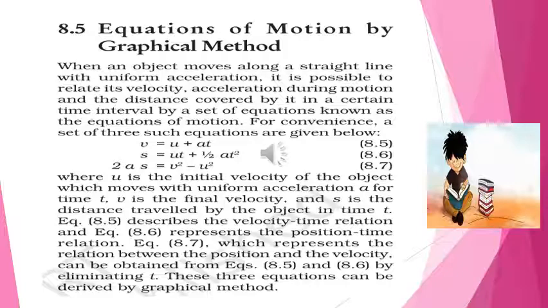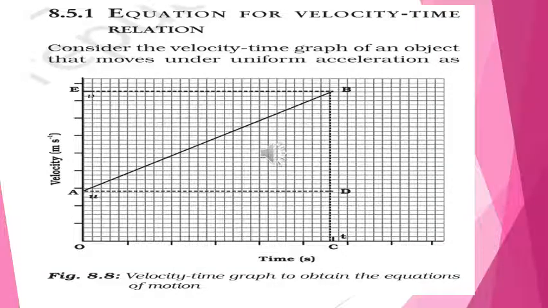So these three equations can be derived by the graphical method. So let's see how to derive these equations by the graphical method. Consider the velocity-time graph of an object that moves under uniform acceleration. We have seen this graph many times, under uniform acceleration, and the relation between velocity-time graph and distance-time graph. So this is the velocity-time graph to obtain the equations of motion.